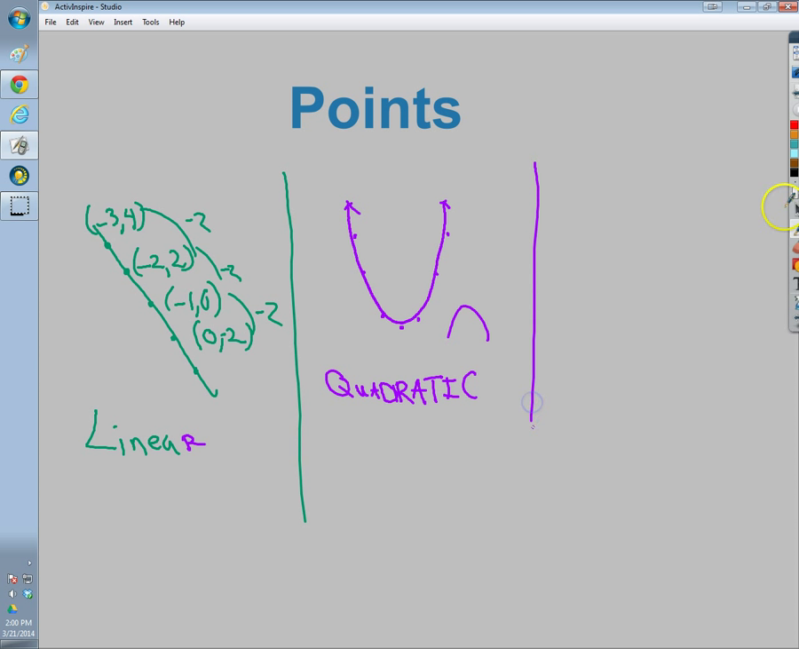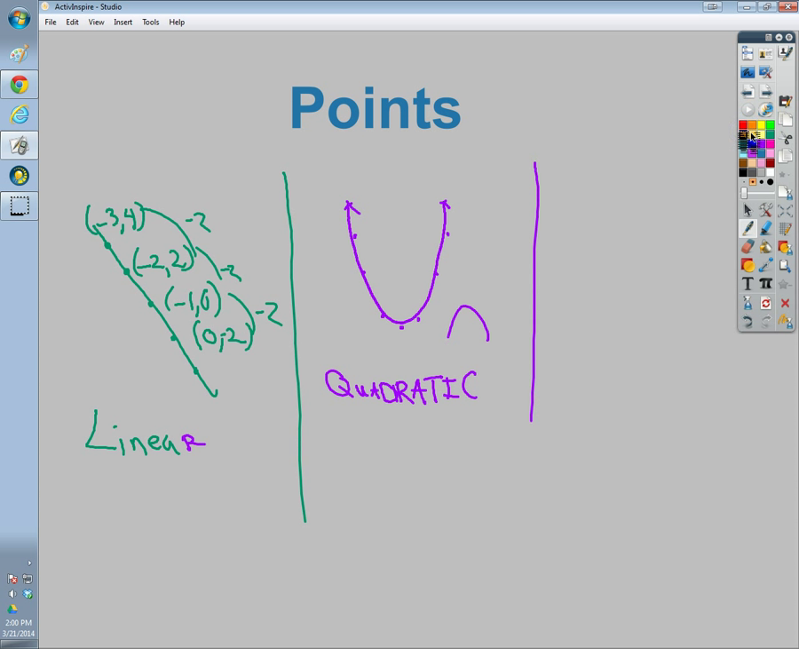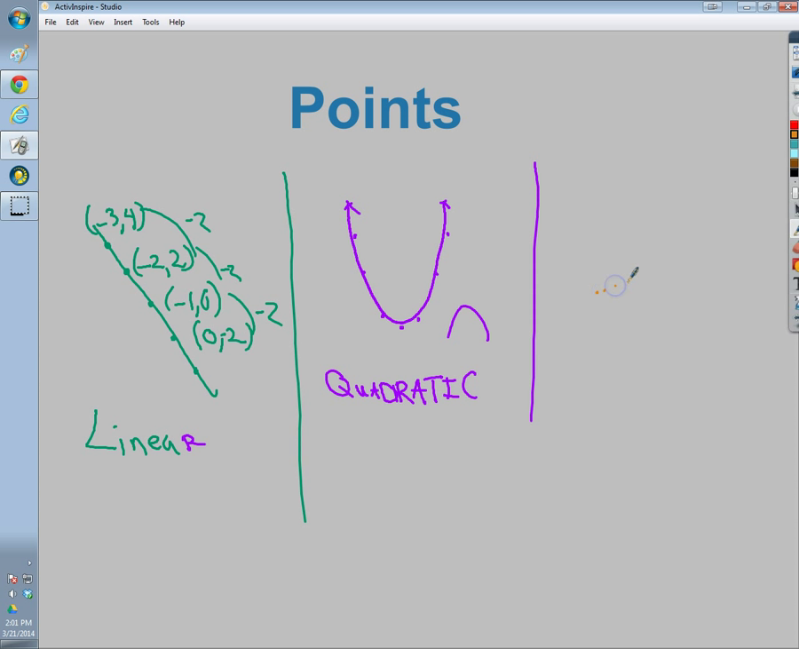And the last one would be an exponential. An exponential tends to start off a little bit, your points sort of look close to each other, and then all of a sudden they start to skyrocket. Anytime you have that sort of setup, it's probably going to be exponential. What you're looking at there is very little change in my x's or my y values in the beginning, and then all of a sudden they go up significantly.